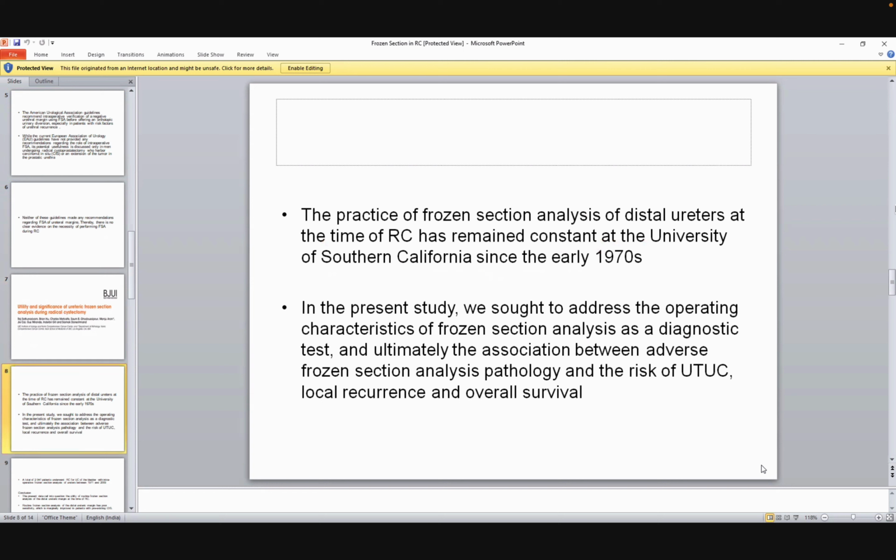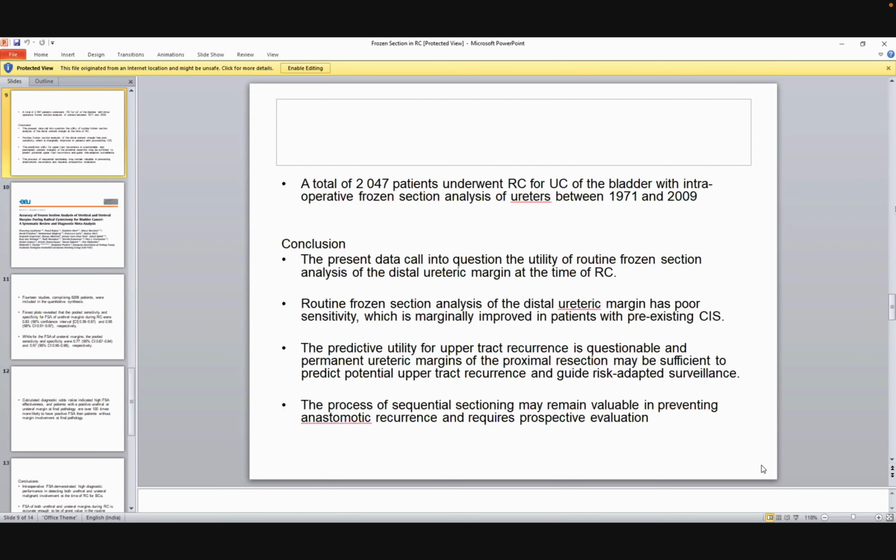The practice of frozen section analysis of the distal ureters at the time of radical cystectomy has remained constant at the University of Southern California since the early 1970s. In the present study, they set out to address the operating characteristics of frozen section analysis as a diagnostic test and ultimately the association between adverse frozen section pathology and the risk of UTUC, local recurrence, and overall survival. This study includes 2,047 patients who underwent radical cystectomy for urothelial cancer of the bladder with intraoperative frozen section analysis of ureters between 1971 and 2009.